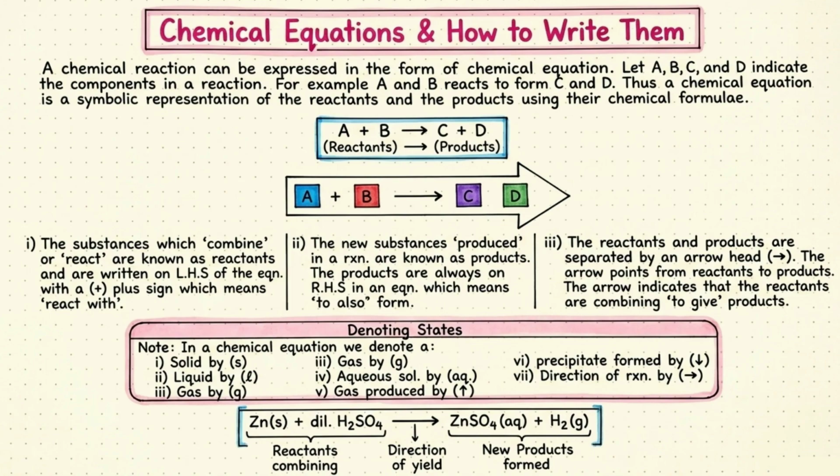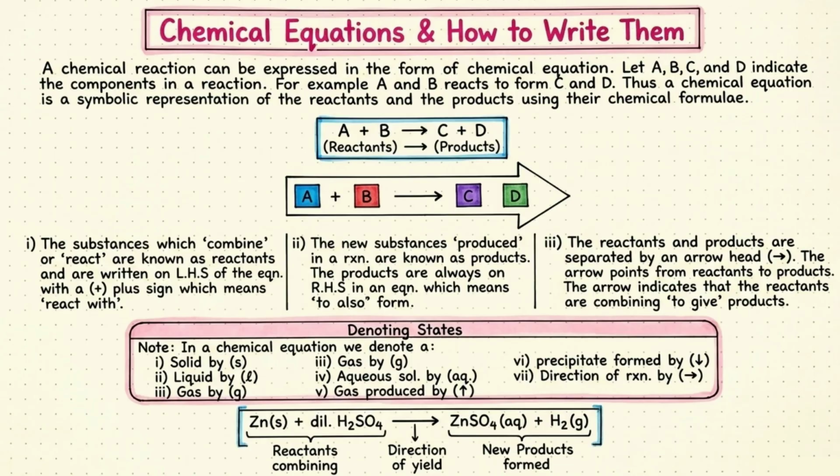Third, the reactants and products are separated by an arrowhead. The arrow always points from the reactants to the products, indicating the direction the reaction is flowing. You can read the arrow as the words to give or to yield. To make these equations truly useful, we denote the physical states of the substances using tiny letters and brackets. Write these symbols down, class.